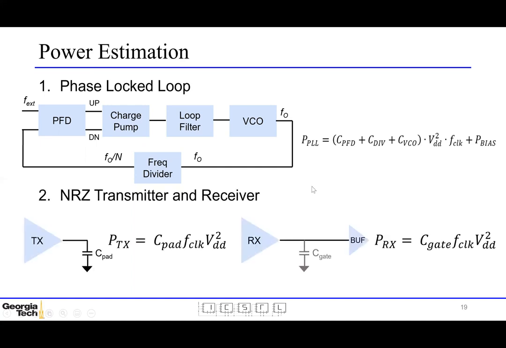Next, we look at the NRZ transmitter and the receiver. Assuming a single-ended voltage mode transmitter, the driver is a buffer circuit which needs to drive the pad capacitance. If C_PAD is the pad capacitance, then the transmitter power for NRZ is given by C_PAD times F_clock times VDD squared. The receiver power is also given by a similar expression, except that the load capacitance is just another buffer.